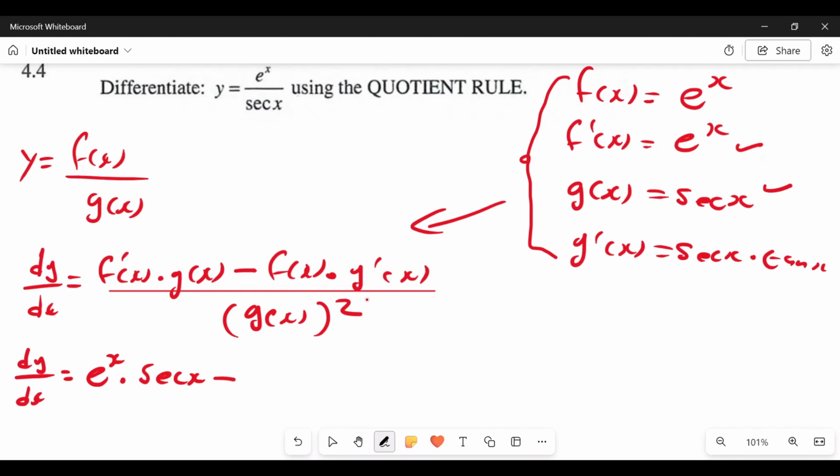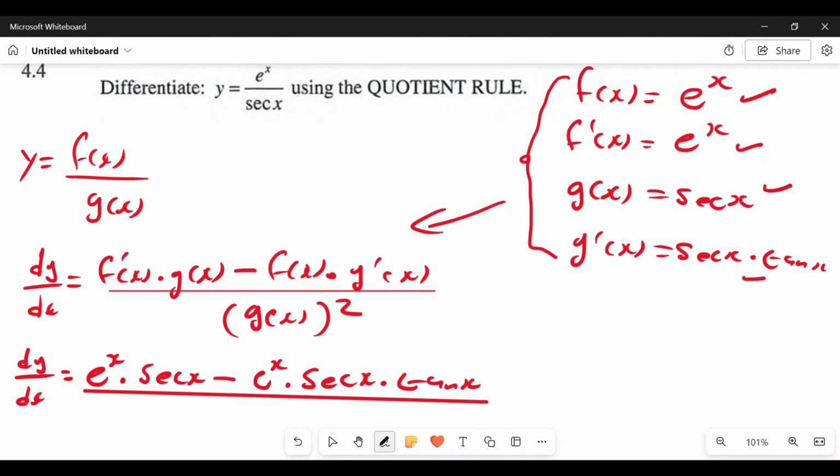Now the second term on the numerator, we have f of x. What is f of x? Our f of x is e to the power of x, so it's e to the power of x multiplied by g of x prime. What is g of x prime? It's going to be sec x multiplied by tan x, this one here. So multiply by sec x multiplied by tan x, divide by g of x squared. Remember, g of x is equal to sec, so you're just gonna write sec x, but do not forget that you need to square it. So this is your final answer.